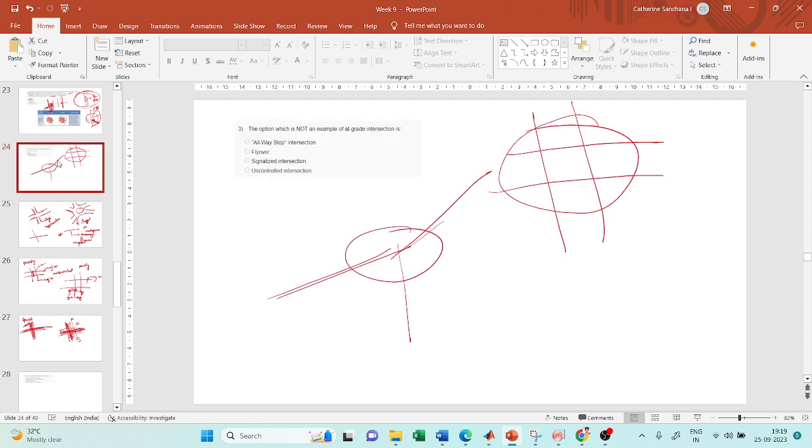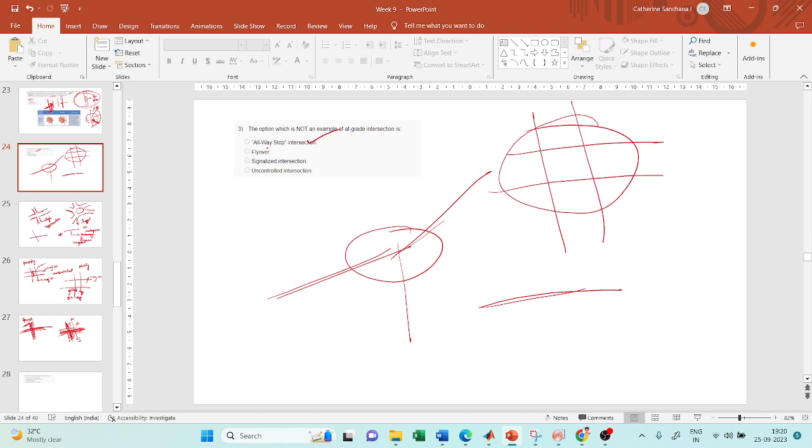Now let us see this problem and try to understand it. The option which is not an example of an at grade intersection is what? Okay, just now we saw what an at grade intersection is. An at grade intersection will have both the roads at the same grade, right? So is a stop-controlled intersection an at grade intersection? Of course, it is an at grade intersection.